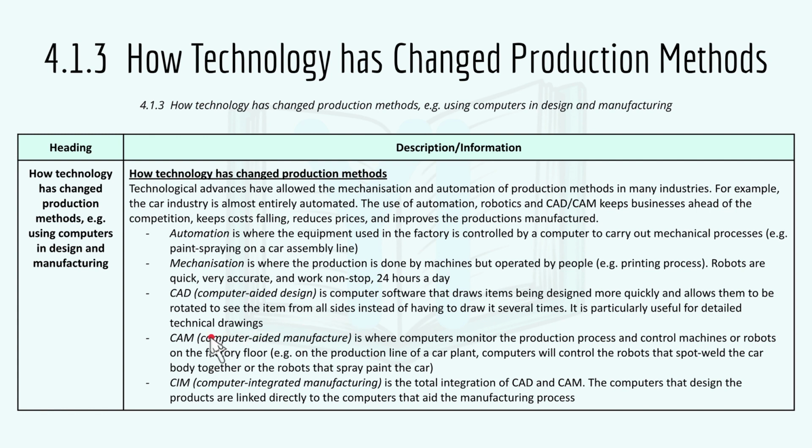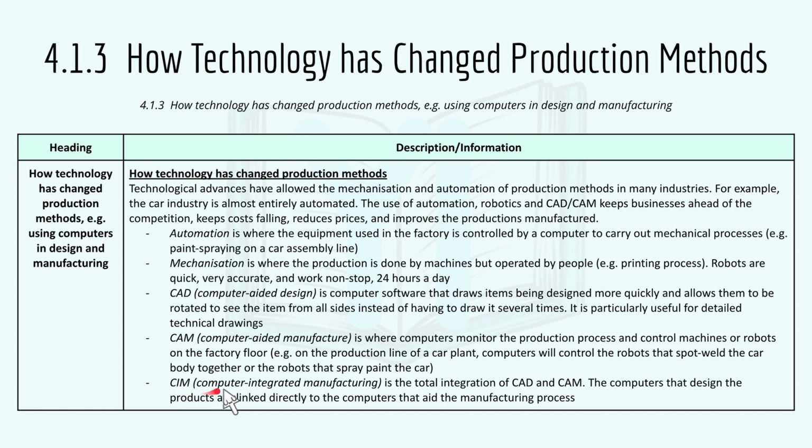And number 4, we have CAM, or computer-aided manufacture. This is where computers monitor the production process and control machines or robots on the factory floor. For example, on the production line of a car plant, computers will control the robots that spot weld the car body together, or the robots that spray paint the car.